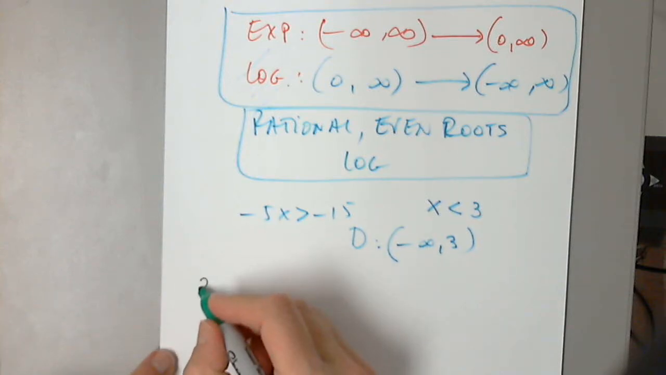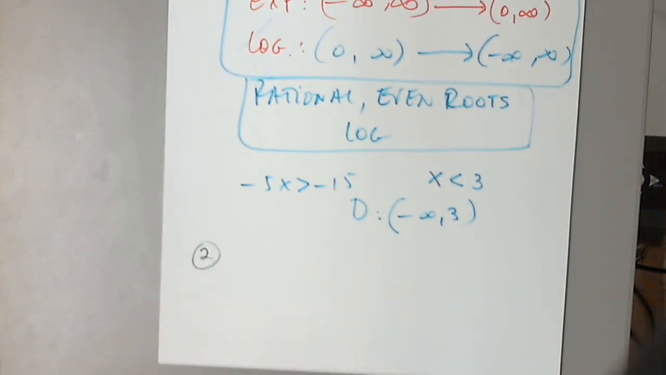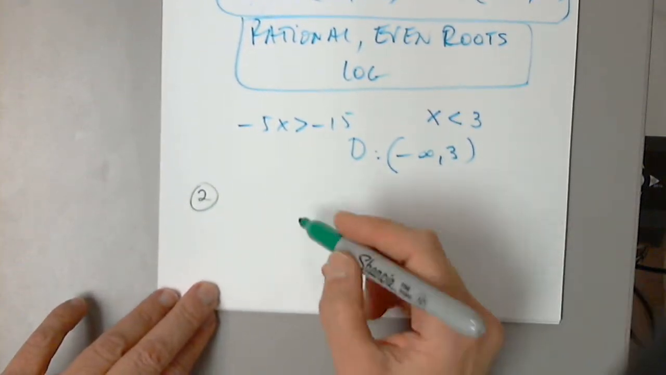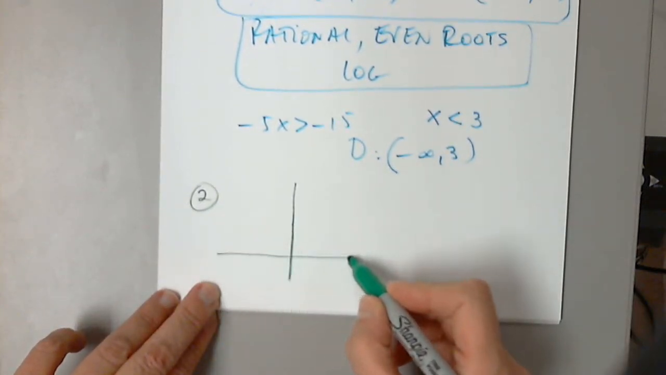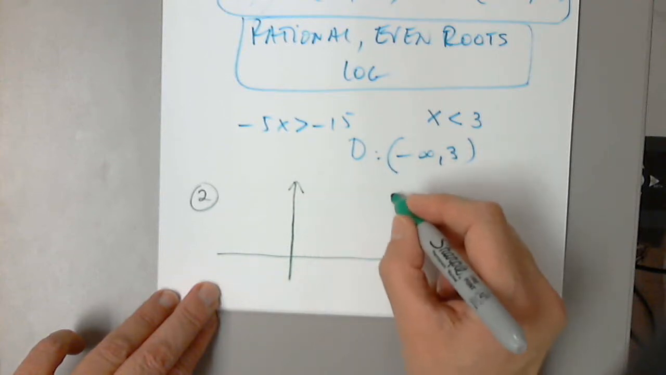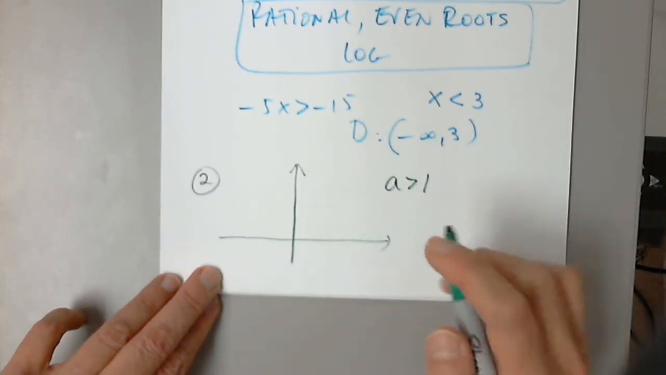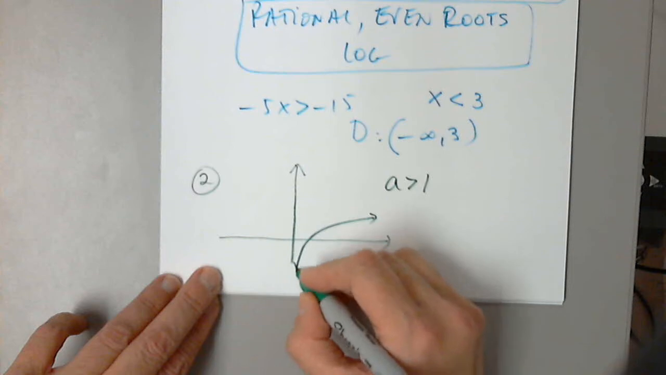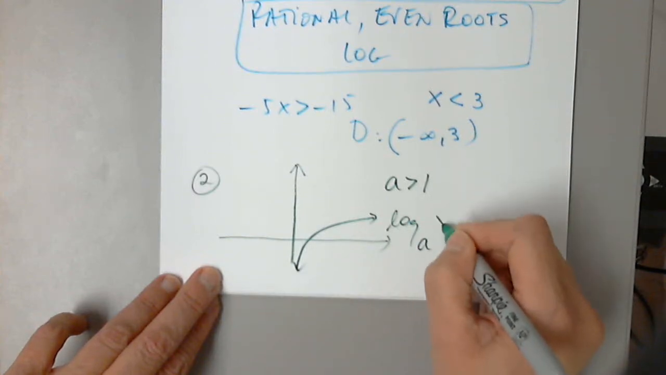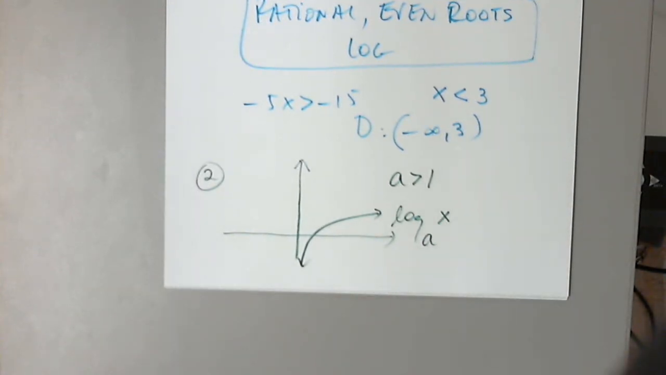Number 2, they want us to find a vertical asymptote. So let me refresh your memory on the graph of a log function with base greater than 1. So base greater than 1, here's the graph. Log base a of x. The pure log function will have x equals 0 as its vertical asymptote. The domain is 0 to infinity.